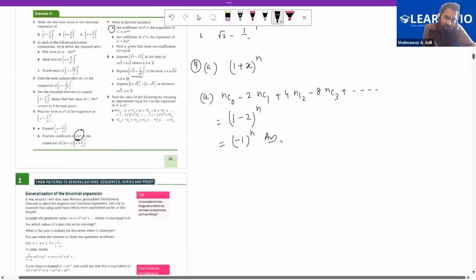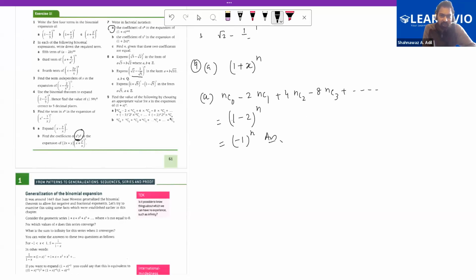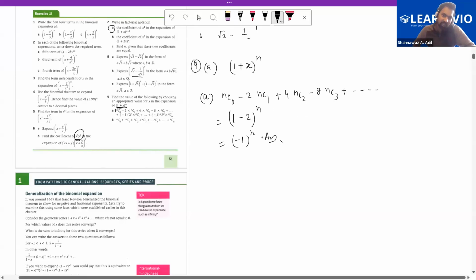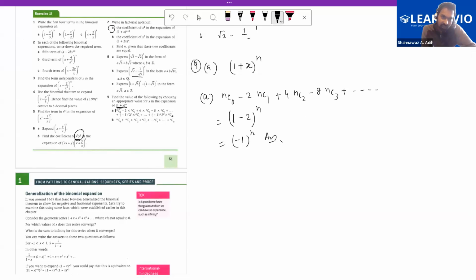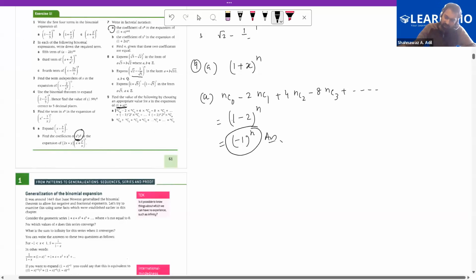So without solving nC0, nC1, and all those things, you can just compare this with this expansion and you can solve it without solving these sums. So the answer is this one. Is it clear? Please note it down if it is clear.